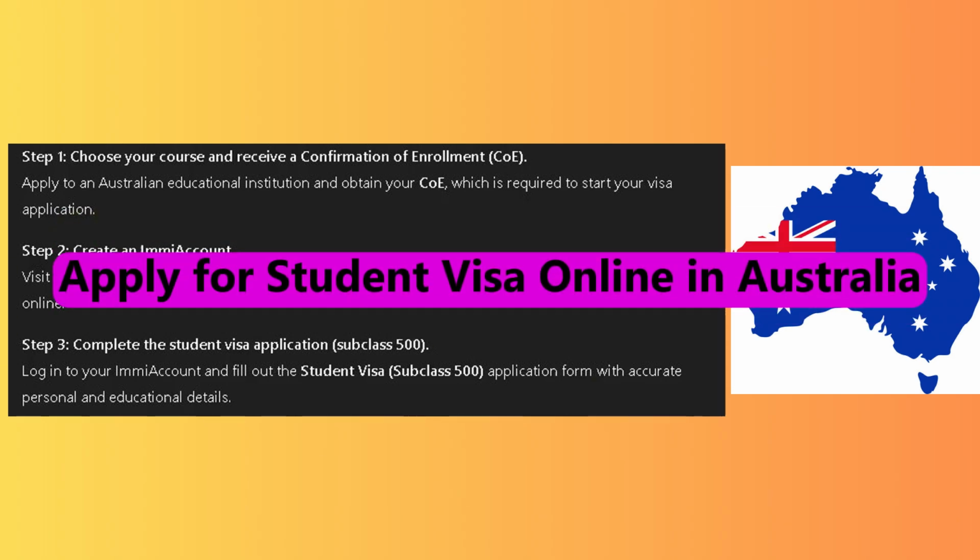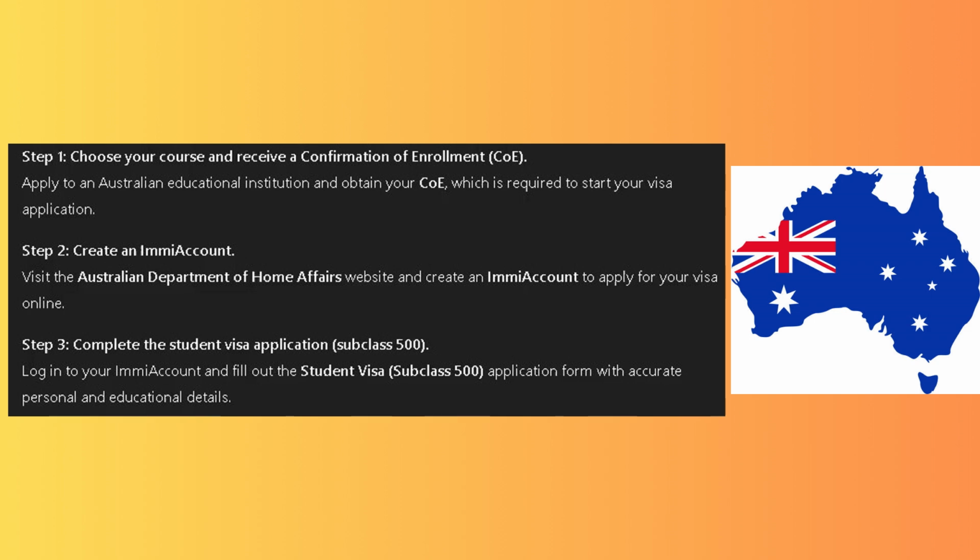In this video, you will learn how to apply for a student visa online in Australia. Choose your course. Choose and receive a Confirmation of Enrollment, or COE. Apply to the Australian education institution. Obtain your COE, as you require it to start your visa application.